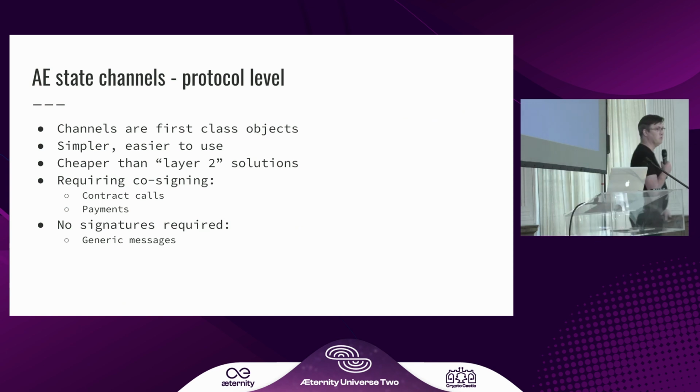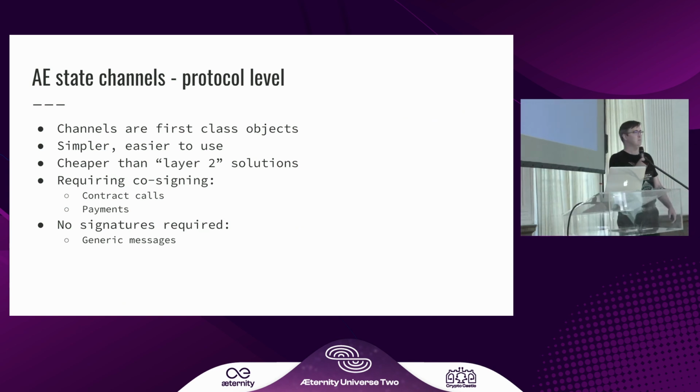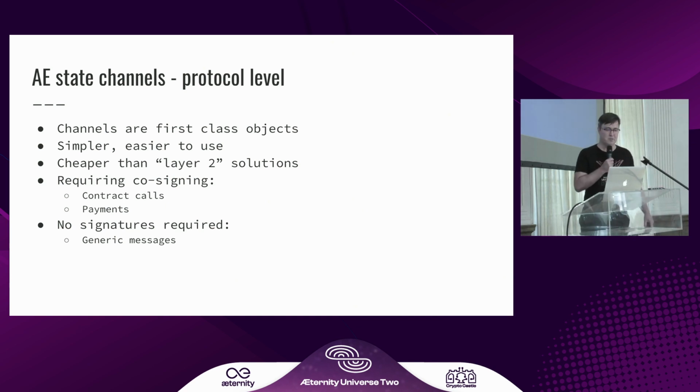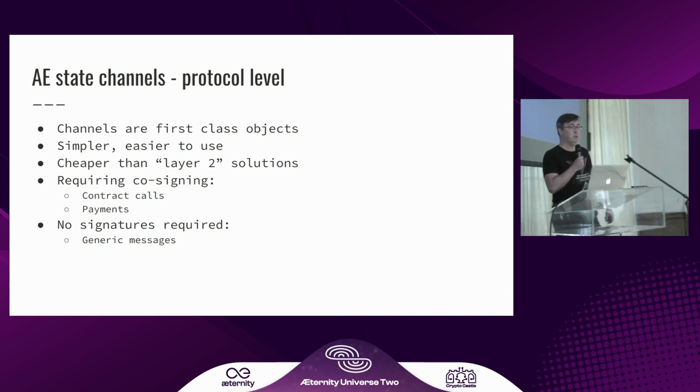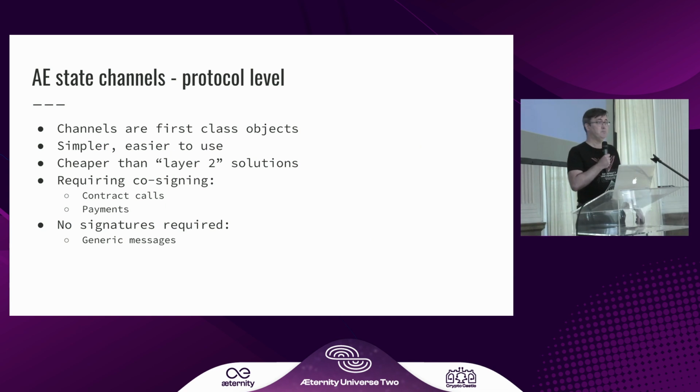Briefly about state channels. As all other things on Æternity, channel objects are first-class objects on Æternity blockchains. That simplifies a lot of things, which I think has led to our state channels actually working, as opposed to many other projects that have difficulty getting out of the research stage. It also means that they're a lot cheaper than layer 2 solutions.